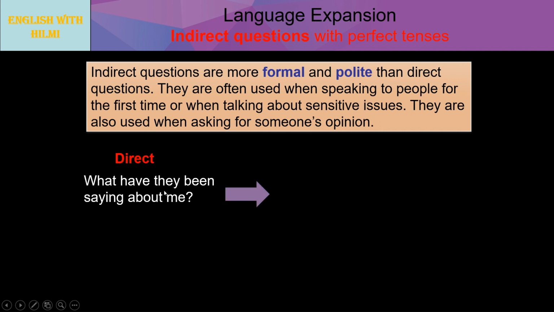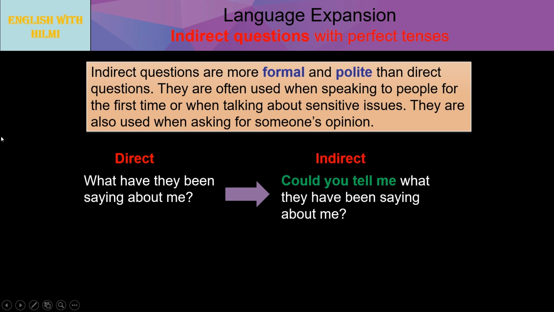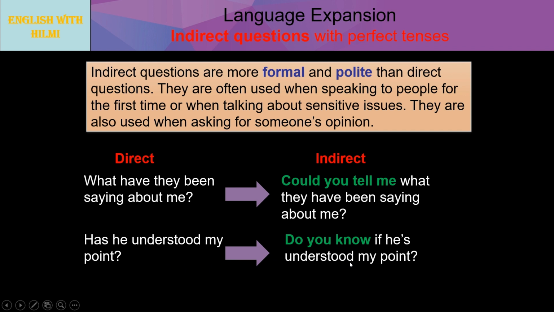Direct: What have they been saying about me? Indirect: Could you tell me what they have been saying about me? As you notice, the indirect question is more polite and more formal than the direct question. We are going to see another example. Has he understood my point? Do you know if he's understood my point? As you notice, we use "could you tell me" or "do you know" for the indirect questions to be more polite. And of course, the direct question is less polite and formal than indirect questions.